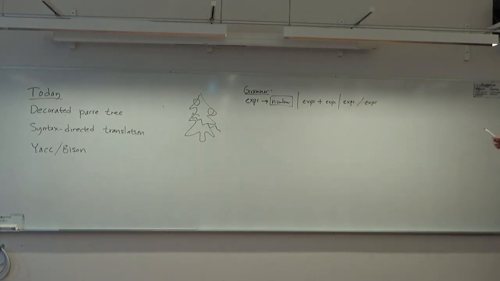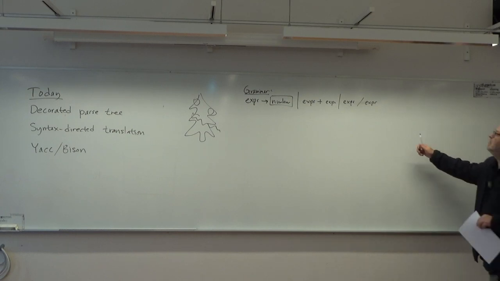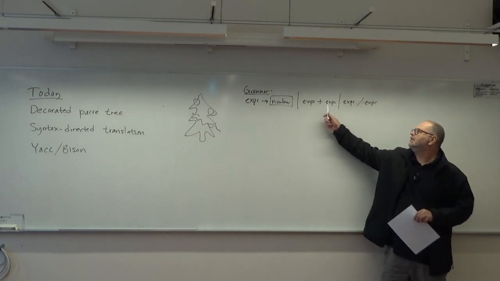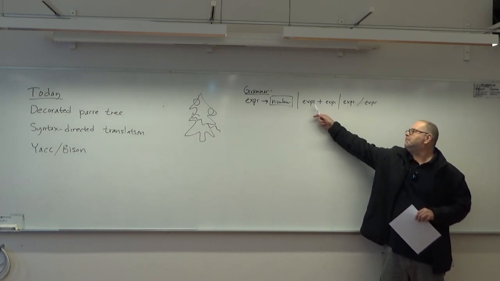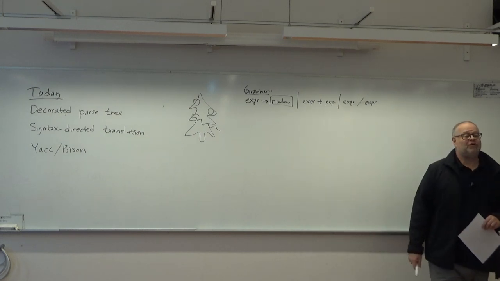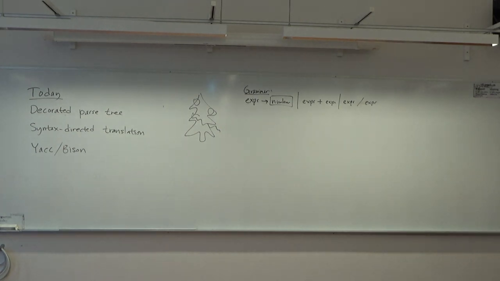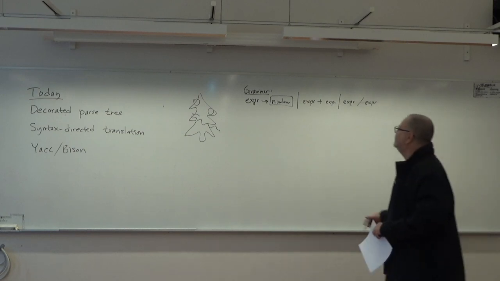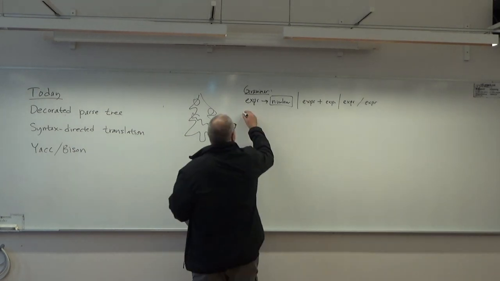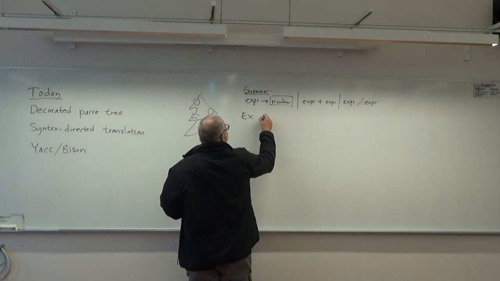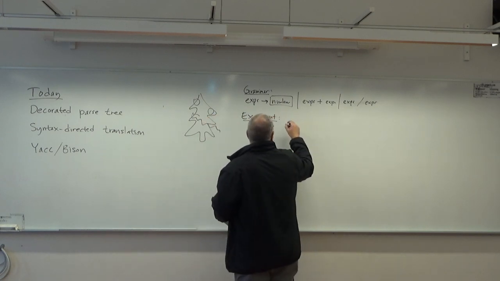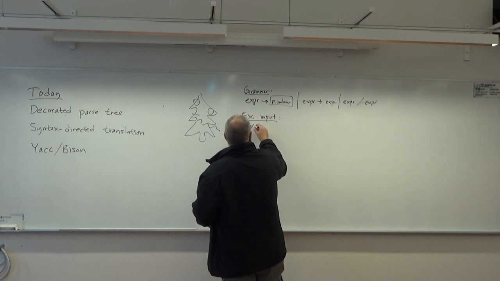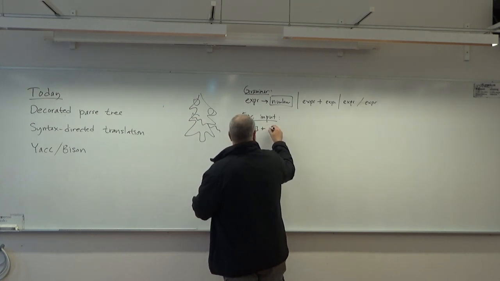And as you remember from before, this is an ambiguous grammar. We say nothing about the priority of plus and division, and we say nothing about the associativity of the operators. But we ignore that for today. Some example input, 2 divided by 3 plus 5.